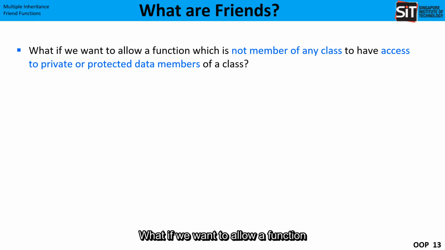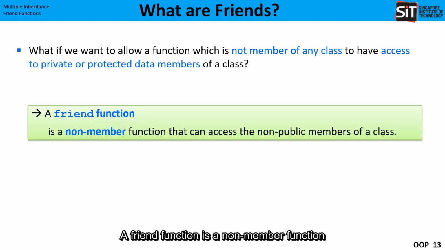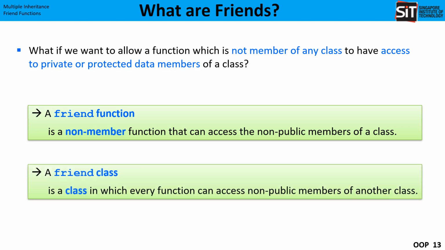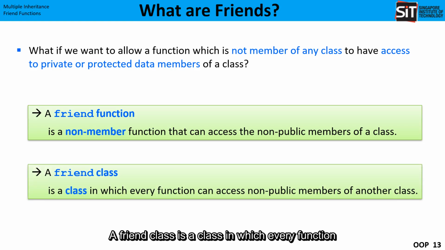What if we want to allow a function which is not a member of any class to have access to the private or protected data members of a class? We use a friend function or a friend class. A friend function is a non-member function that accesses the non-public members of a class. A friend class is a class in which every function can access non-public members of another class.